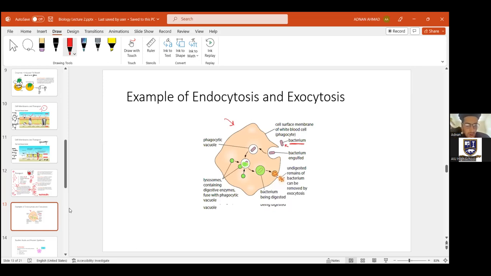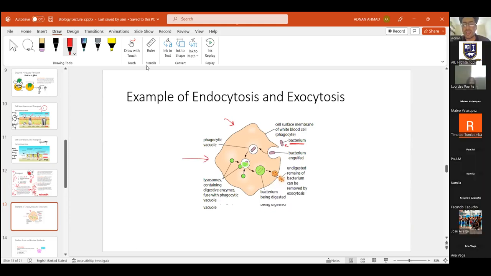So what would we call that? A bacterium entering the cell, endocytosis or exocytosis? Anyone? A bacterium is trying to get inside the cell. What would you call the process? Trying to contaminate the body? Yes, it is trying to contaminate, but the cell is not allowing it, and the cell will eat it.